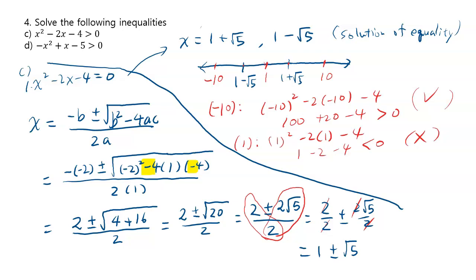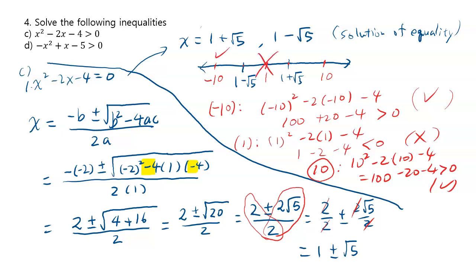Okay, and then when you pick 10, 10 gives you 10 squared minus 2 times 10 minus 4. That's again 100 minus 20 minus 4. Oh, that's still positive. So that's okay. So we know that this is okay, this is a no-go, and this is okay. Right. So now we are ready to give you an answer. I've used up all the space, so let me just write the answer somewhere right over here.